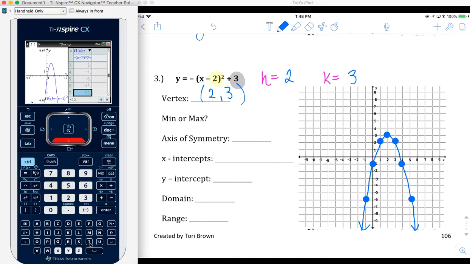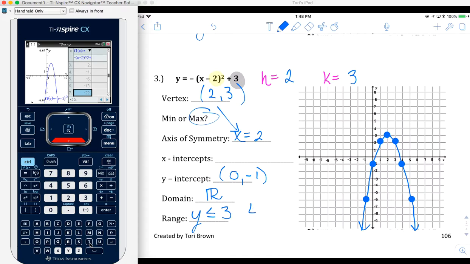So that vertex, this time it's on the top, so that's a maximum. Axis of symmetry is coming right out of my vertex as the x number. Again, I don't have my x-intercept, so we'll do that in just a second. Y-intercept I have, that's 0, -1. That's this point right here. Domain is all real numbers. And my range comes out of the vertex. So y is less than, this time, because it's going down, less than or equal to 3.